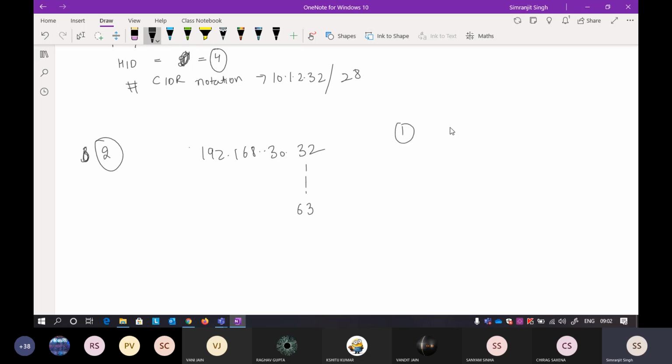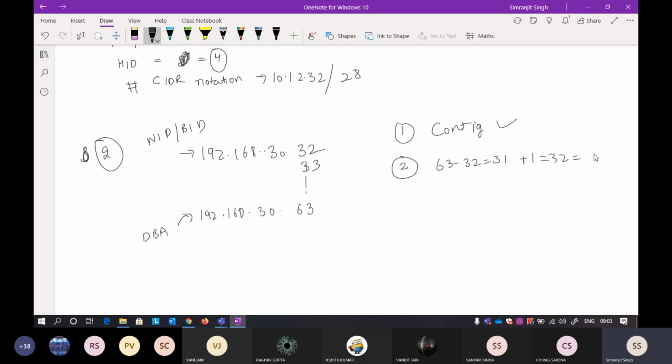Now the first condition is that it should be continuous. So it is continuous: 32, 33, 34, up to 63. So it is 192.168.30.63. The first part is your network ID or block ID part, and the last part is your DBA. You already know this. So the first part is contiguous, this is correct. The second condition is that the size should be a power of 2. So 63 minus 32 is 31, you add 1 to it, you get 32. You can write it as 2 raised to power 5, which means there are a total of 32 IP addresses.